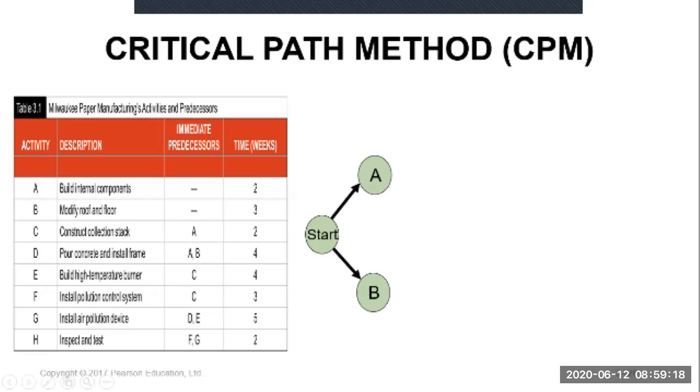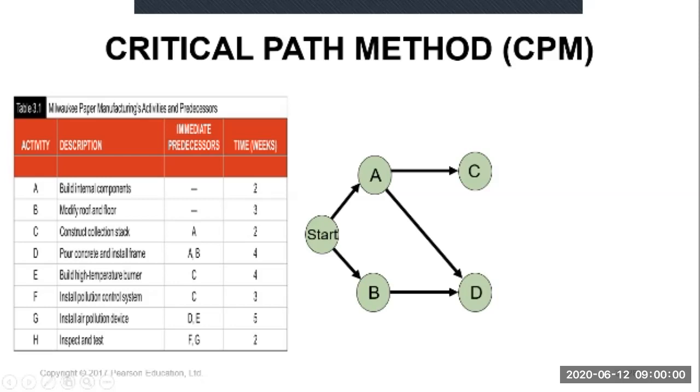C can start after you complete A. So after A, you can start C. But D can start after A and B are complete. So A complete and B complete, then you can start D. So you have two arrows to D.